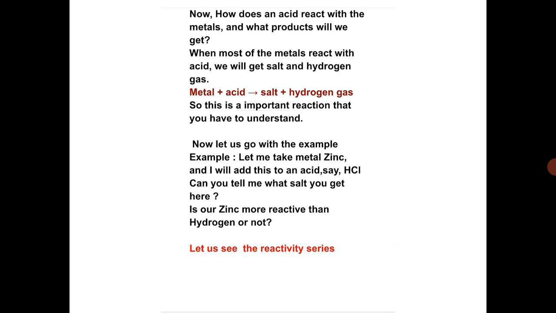Now, how does an acid react with the metals and what products will we get? When most of the metals react with acids, we will get salt and hydrogen gas. Metal plus acid gives salt plus hydrogen gas. So, this is an important reaction that you have to understand.